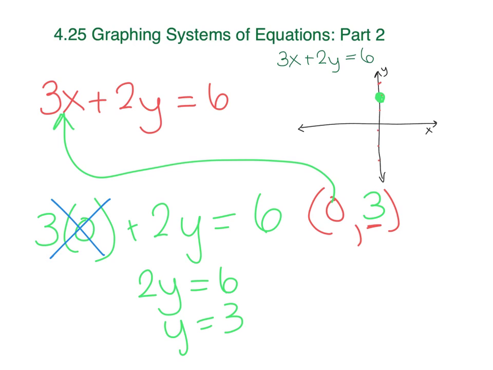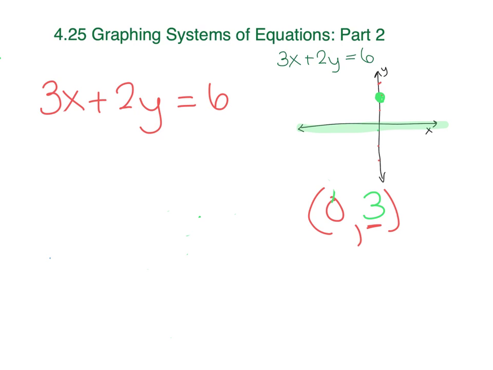So what about my x-intercept? Can I use a similar concept to find where it crosses my x-axis right here? And we can. Instead of making our x value 0, we're going to make our y value 0, because wherever it crosses our x-axis, there's no height to it. It's just 0. So let's come back to our equation.